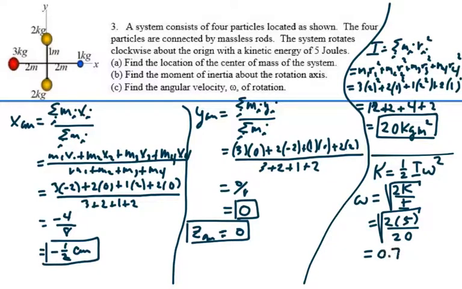0.707 radians per second. So that is the angular velocity of rotation of the system, 0.707 radians per second.